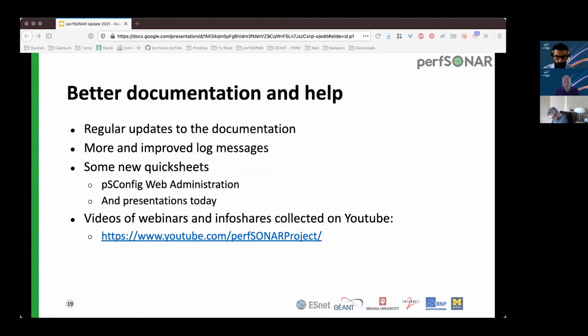So to recap a bit, for the improvement to documentation and help, as I said, we regularly update the documentation. We have some new quick sheets as well. There is a complete guide for the psconfig web administration that's available for you on the perfSONAR website. And I guess some of the presentations today and some webinars and info shares we had in the past are also recordings, not quick sheets, that can help you install and manage perfSONAR. All that is collected and available on our YouTube channel.